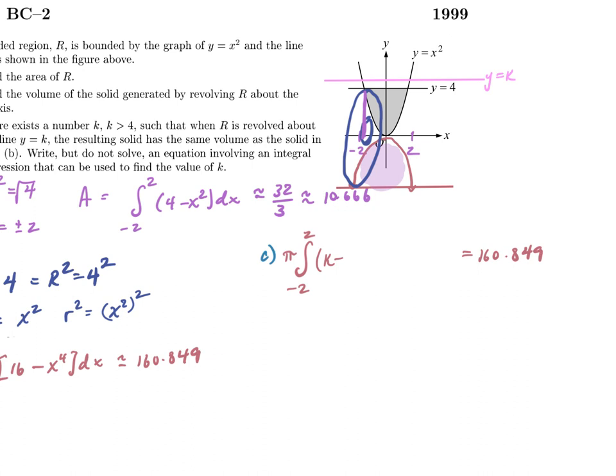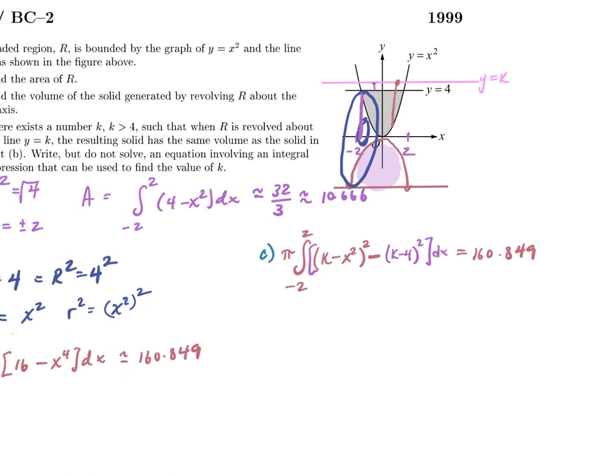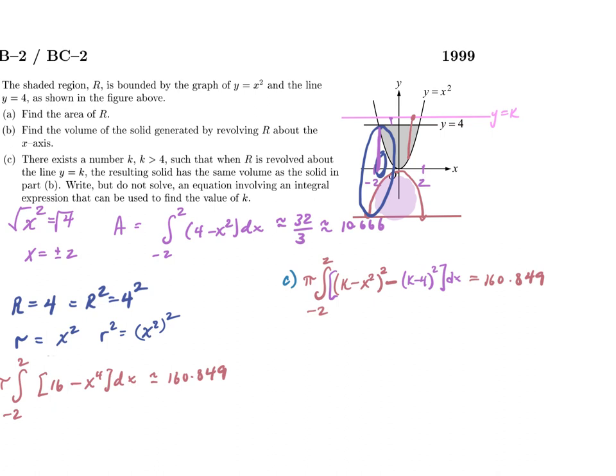So we're going to do k minus the furthest curve. The furthest curve is the parabola, right? So we're going from here to there. So that's x squared. That's my big R. So it's big R squared minus little r squared. Well, the little r is going to go from here to there, so it's simply k minus 4, squared, and then dx. Again, they're not asking us to solve for k, they're just asking us to set up an integral or an equation in this case.